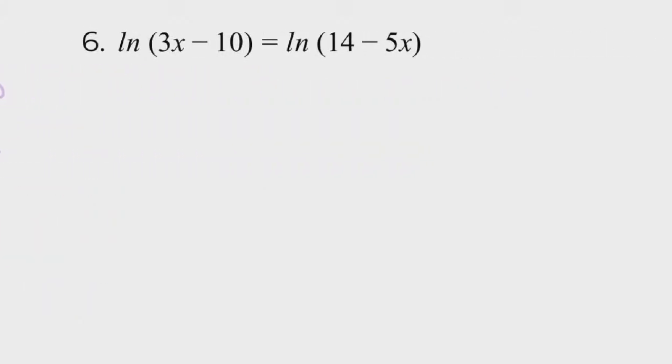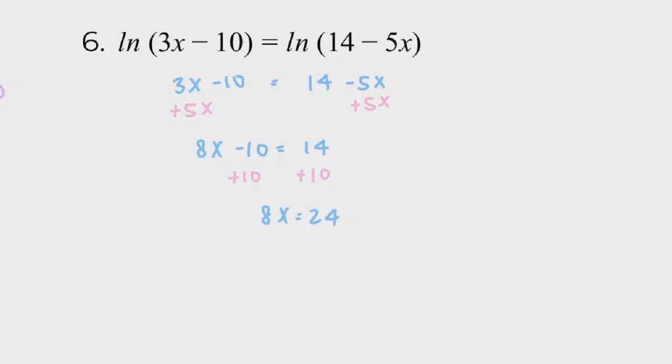Okay, next one, we have ln(3x minus 10) equals ln(4x minus 5x). So again, since they don't have anything extra and it's just ln equals another ln equation, we can set them equal to each other. And then solve for x. So I'm going to add 5x to both sides. Get 8x minus 10 equals 14. 8x equals 24. And we get x equals 3.